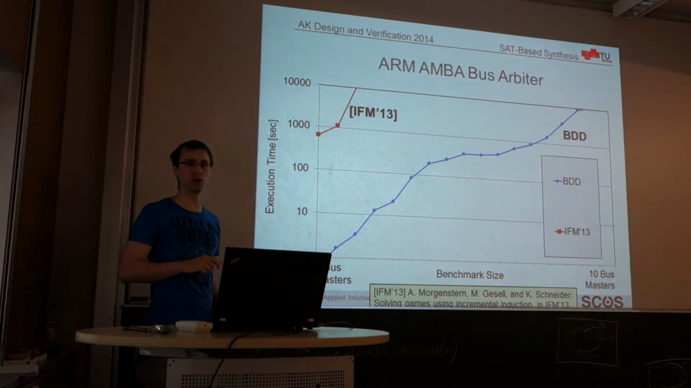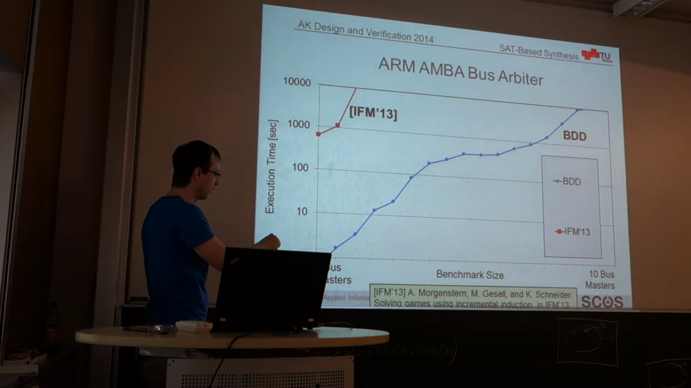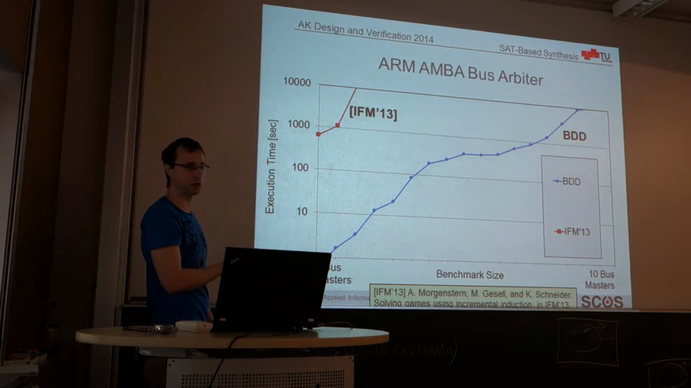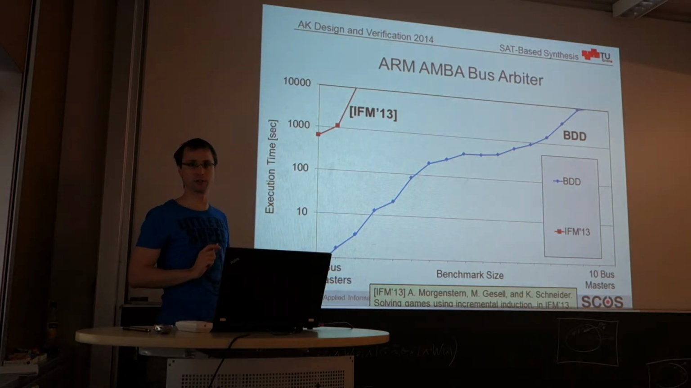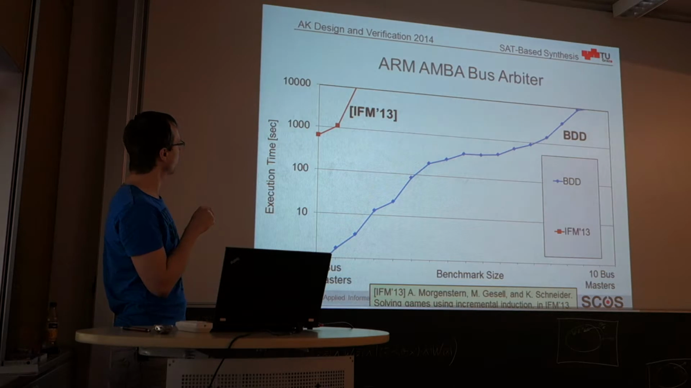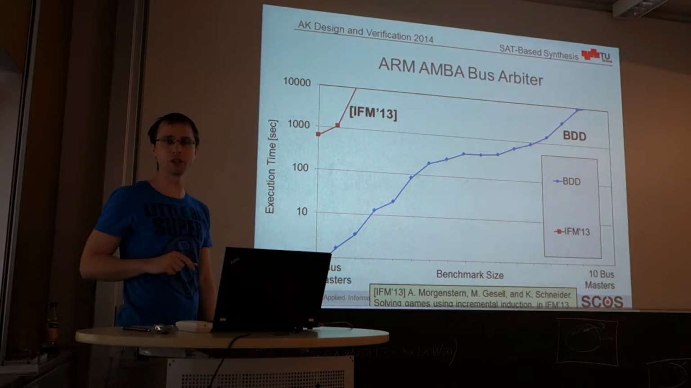Again, this is a so-called scatter plot. So the y-axis shows the execution time for the benchmarks, and the x-axis shows the different benchmarks with increasing difficulty. So the steeper a line rises, the worse is its complexity. We already see two lines here. This is a simple BDD-based implementation.